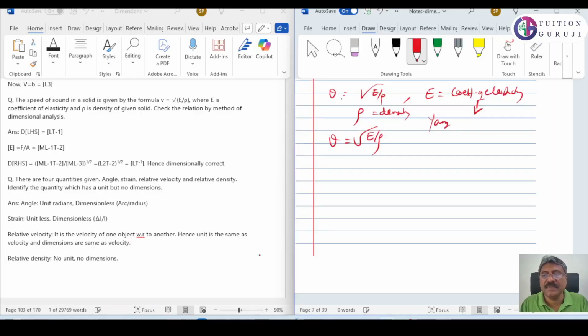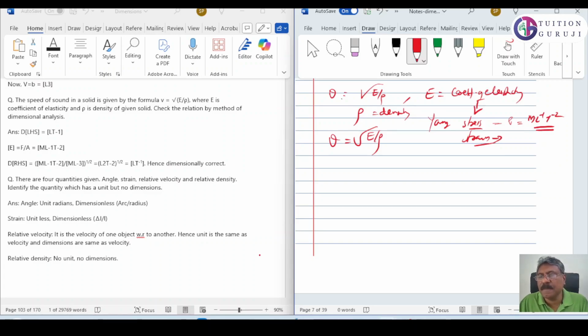Coefficient of elasticity can be Young's modulus, or it can be bulk or shear modulus, because elasticity is actually stress by strain. Strain is anyway dimensionless, as it is a ratio of two lengths. Stress is equal to pressure, so pressure is F by A, which is M L raised to minus 1 T raised to minus 2. This is the dimension for that.